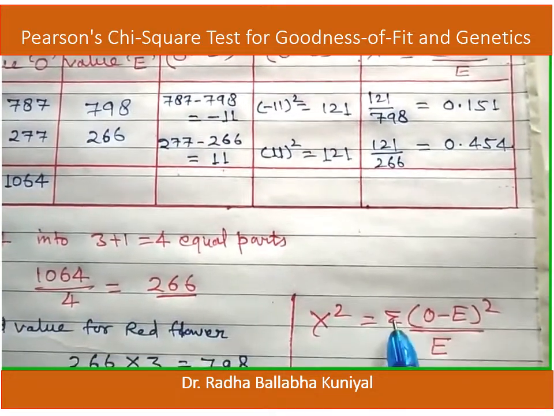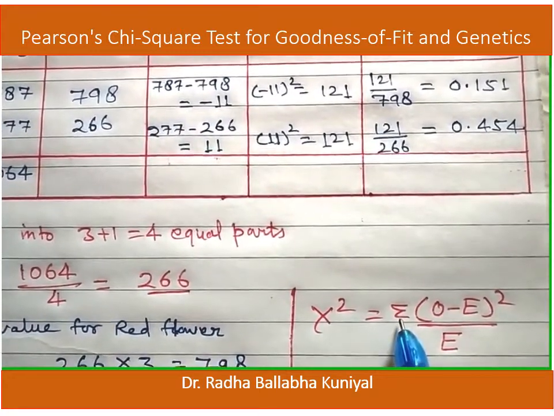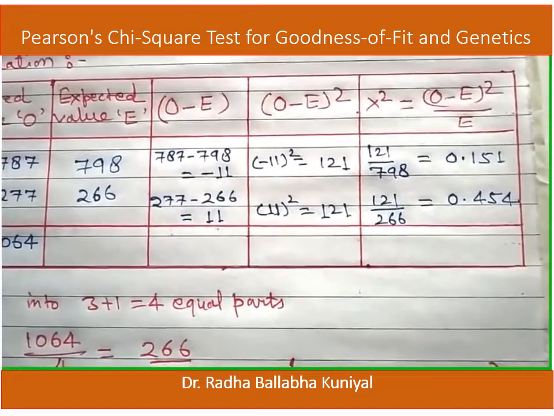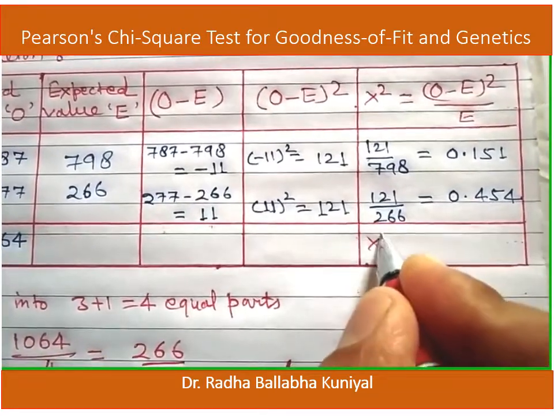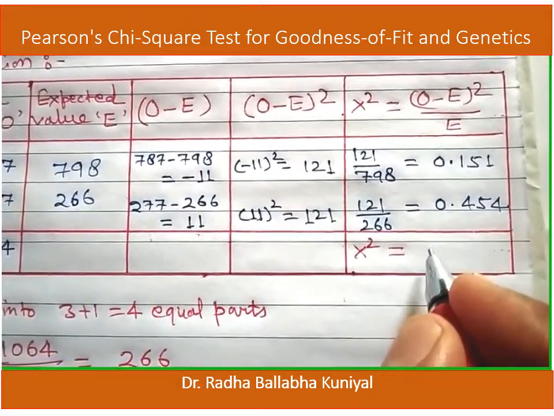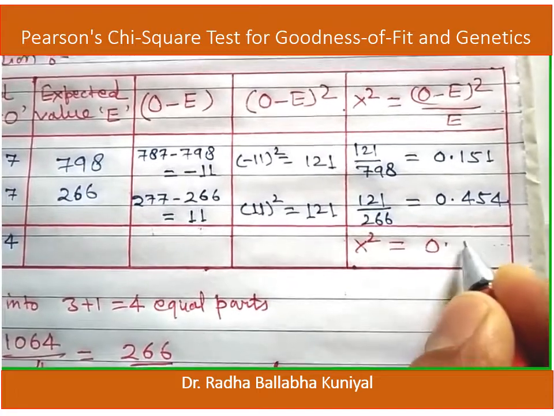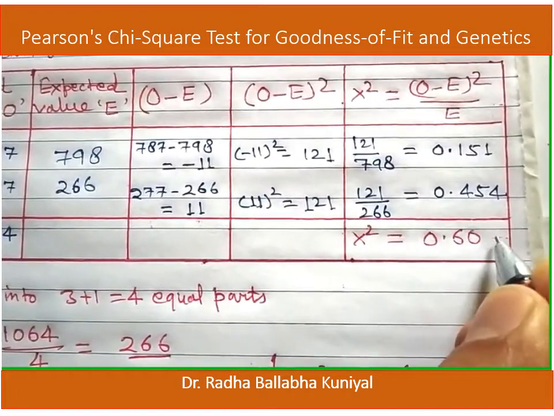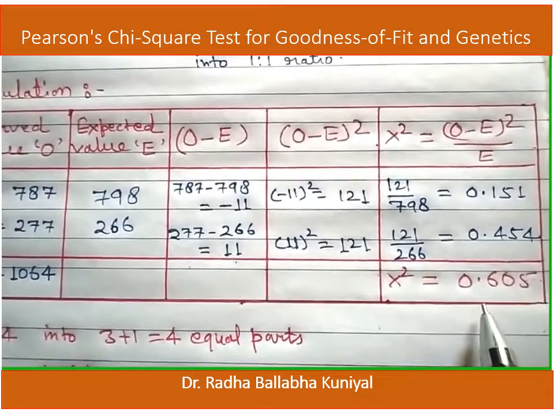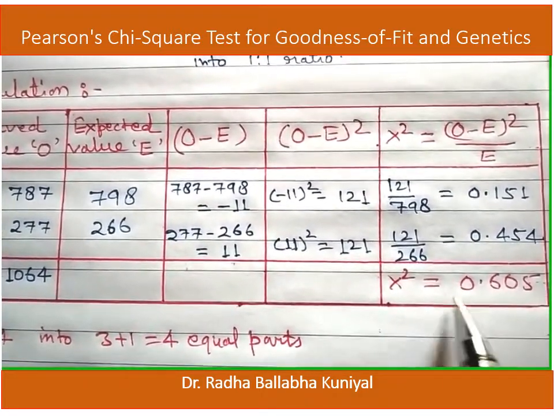Now we will add these two chi-square values to get the summation, the overall value of the chi-square test. We will write the caption chi-square value, and by adding these two values we get the overall chi-square value, that is 0.605. So the calculated chi-square value for the given genetical problem is 0.605.